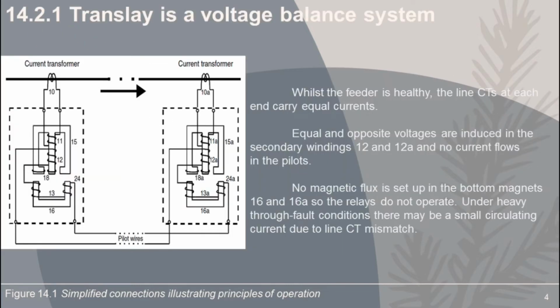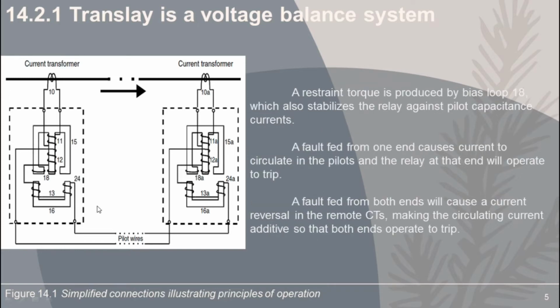When the feeder is healthy, the line CTs at each end carry equal currents. Equal and opposite voltages are induced in the secondary windings 12 and 12A, and no current flows in the pilot. No magnetic flux is set up in the bottom magnets 16 and 16A, so the relays do not operate. Under heavy through fault conditions, there may be a small circulating current due to line CT mismatch. A restraint torque is produced by bias loop 18, which also stabilizes the relay against pilot capacitance current.